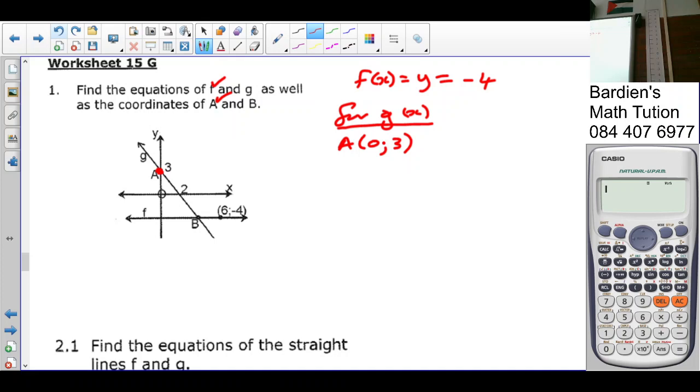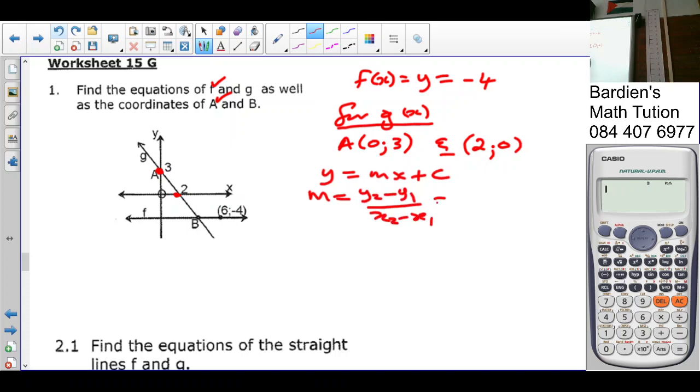Do I have another point on this graph? Yes. Which is? 2 and 0, yes. So how do I calculate the equation of a straight line? y equals mx plus c. How do you calculate m? y2 minus y1 over x2 minus x1. So we have 0 minus 3 over 2 minus 0, which is negative 3 over 2.